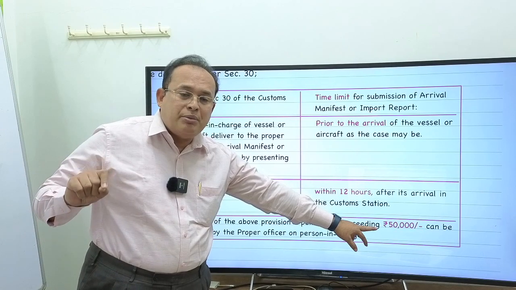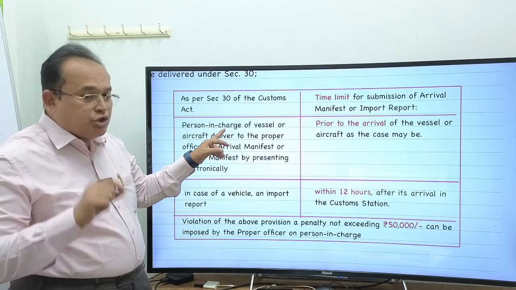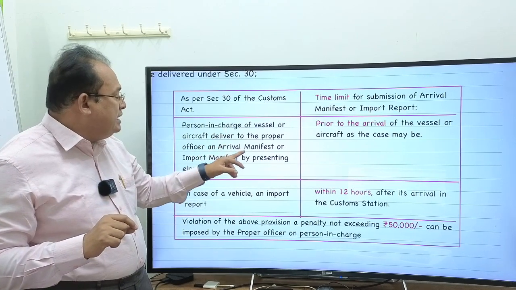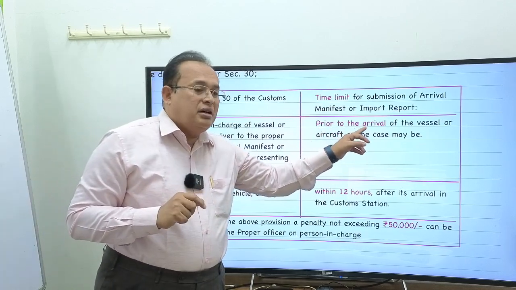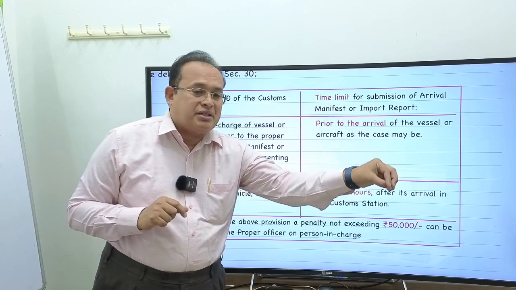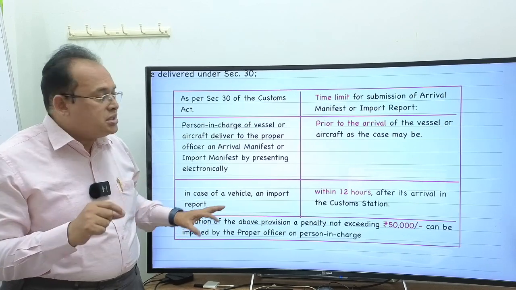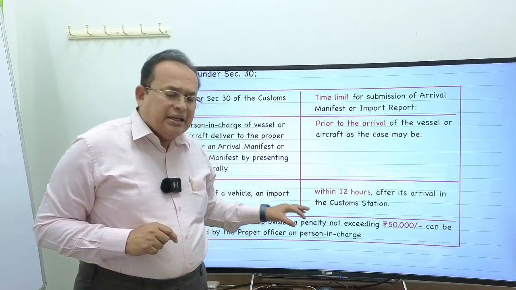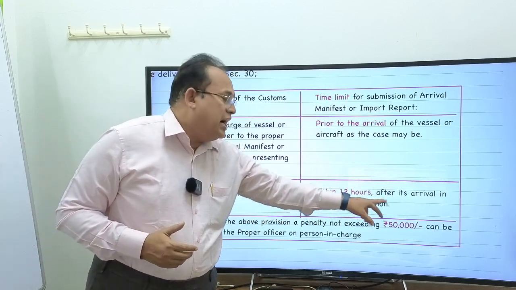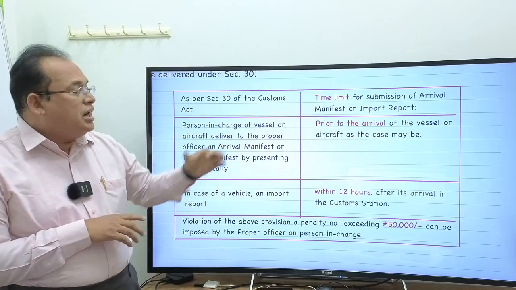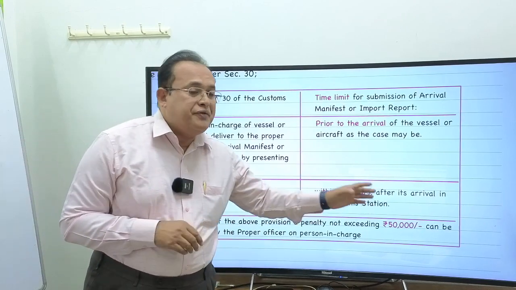Who is responsible to submit? The person in charge should submit. When? In case of arrival manifest or import manifest, before or prior to the arrival of the vessel or aircraft, it should be submitted in the office of the customs. In the case of import report, goods coming by land route, the importer should submit, I mean to say, the person in charge of the vehicle, namely the driver, should submit within 12 hours after its arrival in the customs station. On account of failure of this, the penalty on such person in charge is up to rupees 50,000.